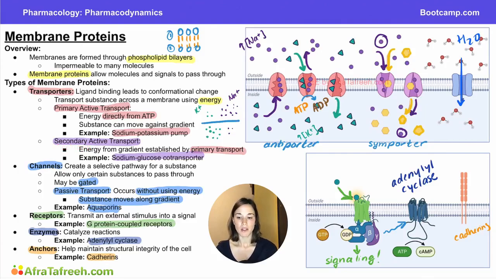Because membrane proteins are so deeply involved in regulating a cell's function and identity, all classes of membrane proteins are useful and important drug targets. One thing that is important to note is that these membrane protein types are not mutually exclusive, so a single protein could fall into multiple categories.